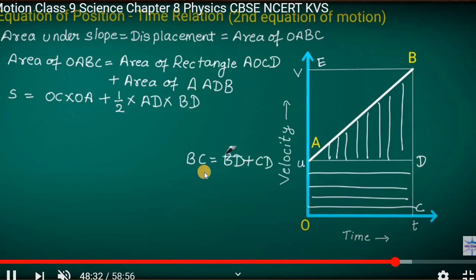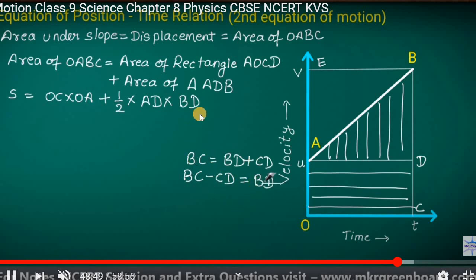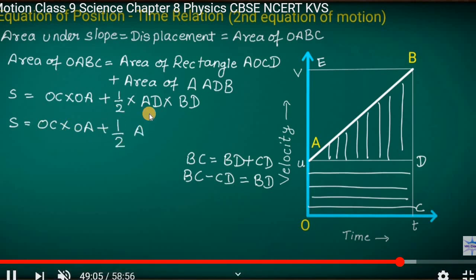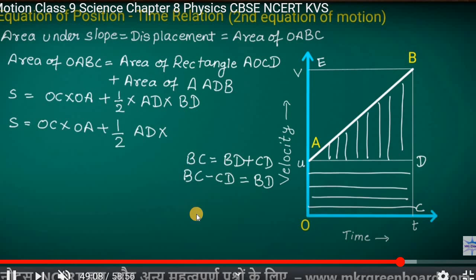Here BD is what we need, so we find out BD. So we get BD is equal to BC minus CD. Now we put this value into this equation. So here, instead of BD, we write BC minus CD, and the rest of the things we keep as they are. So OC into OA plus 1/2 into AD into, instead of BD, we write this thing, meaning BC minus CD.